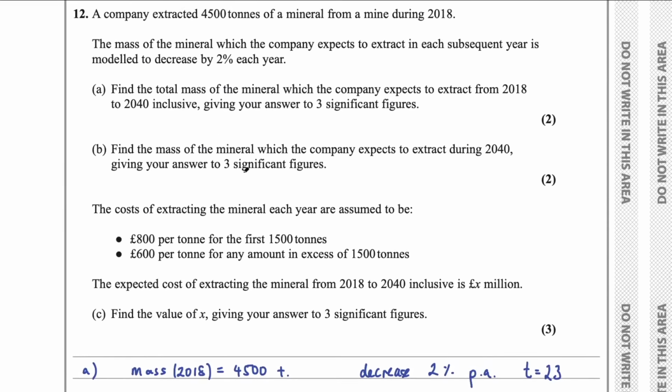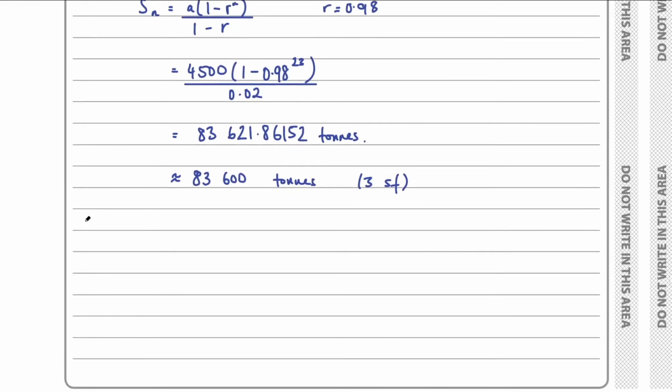Part B says find the mass of the mineral which the company expects to extract during 2040, giving your answer to 3 significant figures. Okay, so for part B, we're going to be using essentially the compound interest formula. Remember, with the compound interest formula, you can calculate, say if you invest $2,000 in an account, how much you would get out of that after a certain number of years.